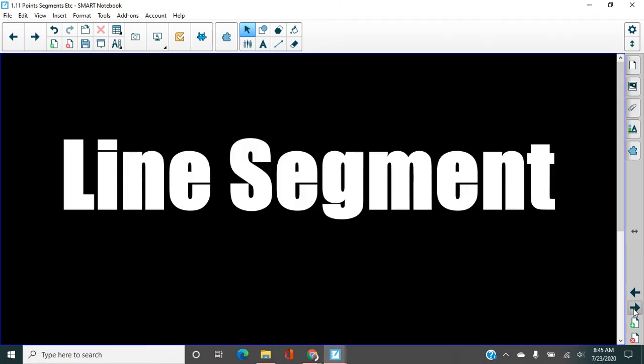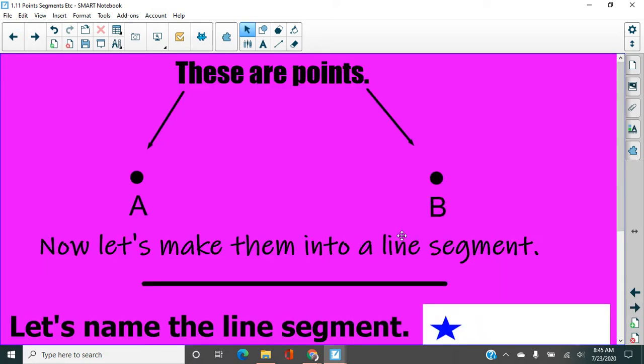Here's our first term to know: line segment. If you remember this word, segment is a piece of something, right? If you have a segment of a candy bar, it means that you have a piece of a candy bar. A line segment starts and ends at a point.